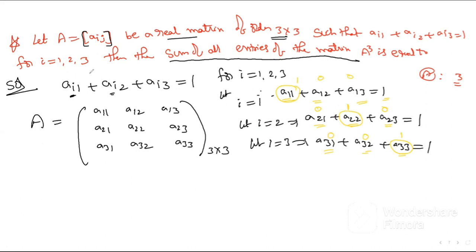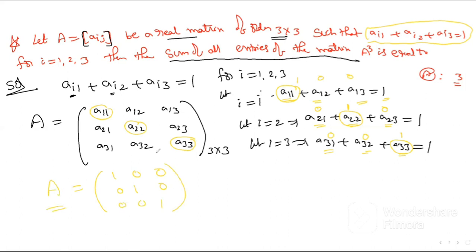So this condition is satisfied. What is this condition? The given condition is satisfied, so the principal diagonal elements are equal to ones. So the matrix is 1, 0, 0, 0, 1, 0, 0, 0, 1.